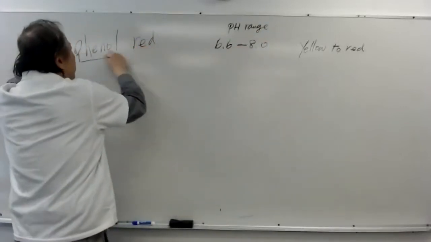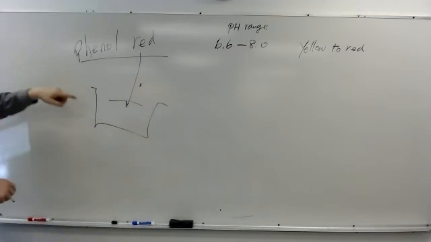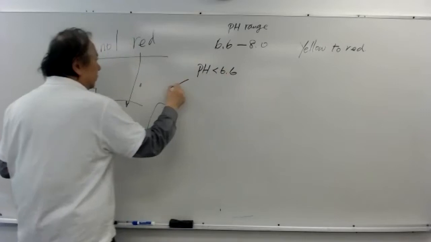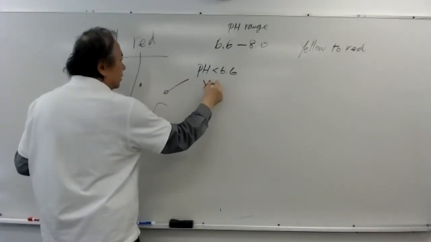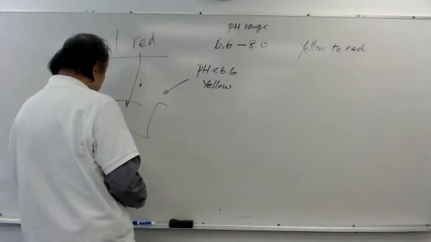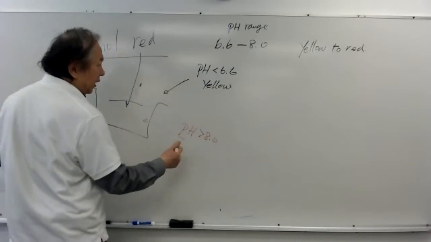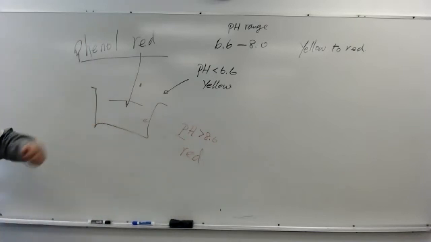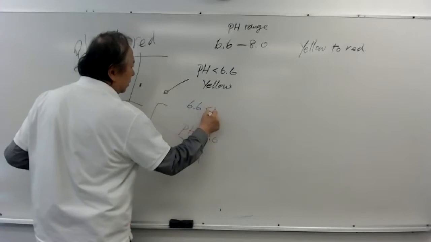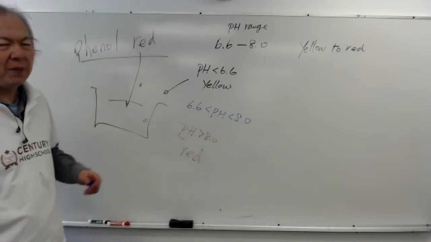It means if I use the phenol red, if I drop just a little bit of this one in the solution, and the pH is less than 6.6, then I will see a yellow color in the solution. If the pH is greater than 8.0, I will see red color in the solution. If the pH is between 6.6 to 8.0, then I will see, I believe, green or orange.